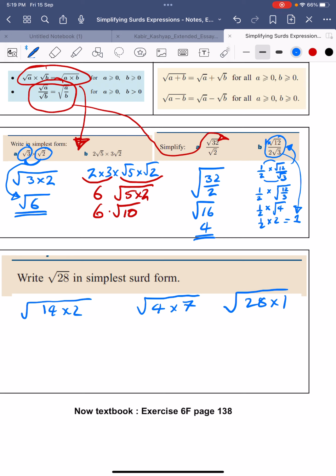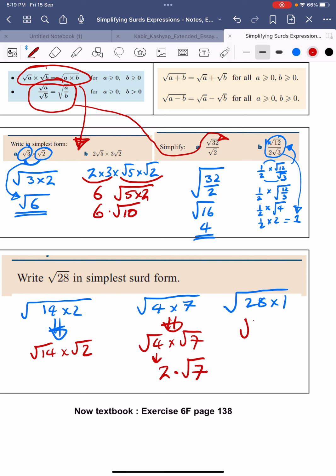Now you can see that maybe only one of those is going to help us become a bit simpler. This one down here becomes root 14 times root 2, and that's okay, but it doesn't look like we can do any simplification there. This one here becomes root 4 times root 7. But look, the root 4 becomes 2. So this is 2 root 7. This one becomes root 28 times root 1, but that's just what we had to start with, right?